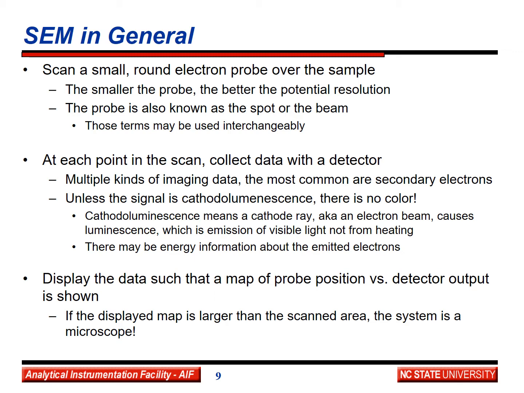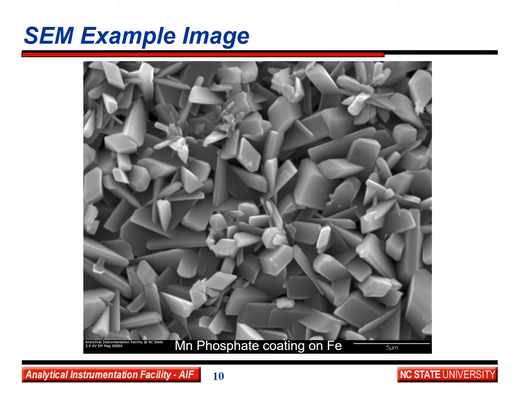We're then going to display the data such that we get a map of probe position versus detector output. And if our displayed map is larger than the area that we scan, we've made a microscope. Here's an example SEM image. This particular image is manganese phosphate coated onto a piece of steel as a corrosion barrier, and it's very clear to see the morphology of the sample. We can clearly see the crystalline structure of the manganese phosphate.